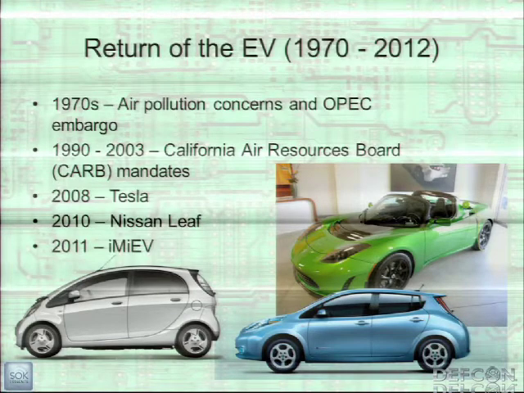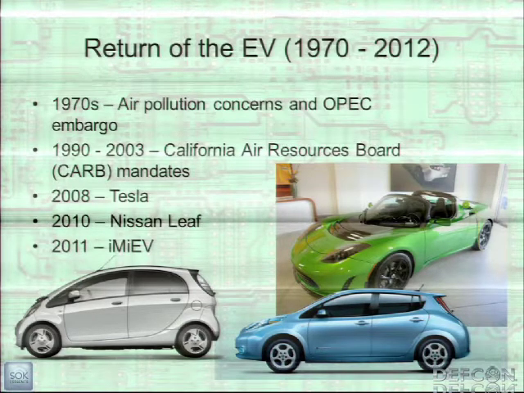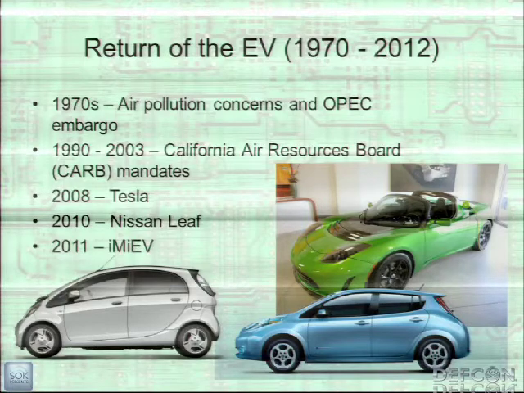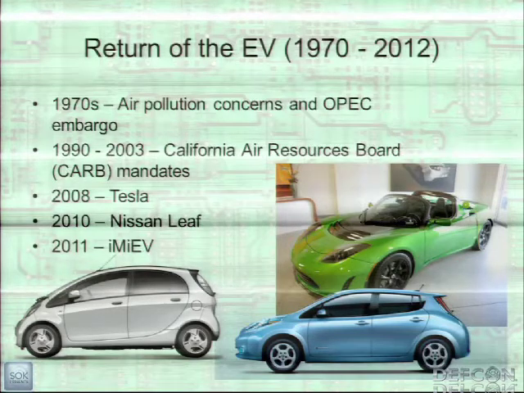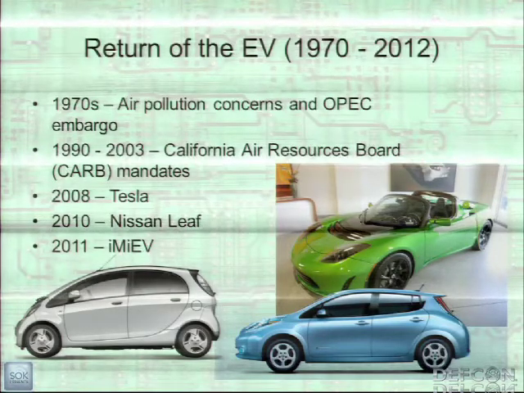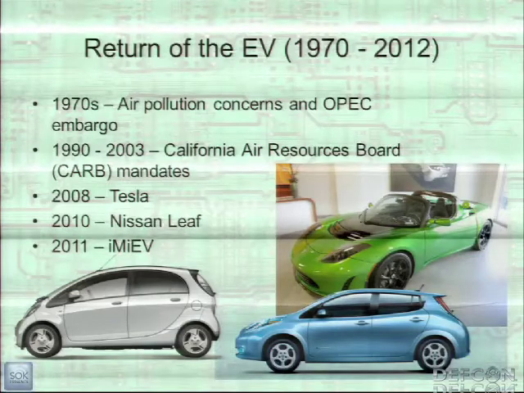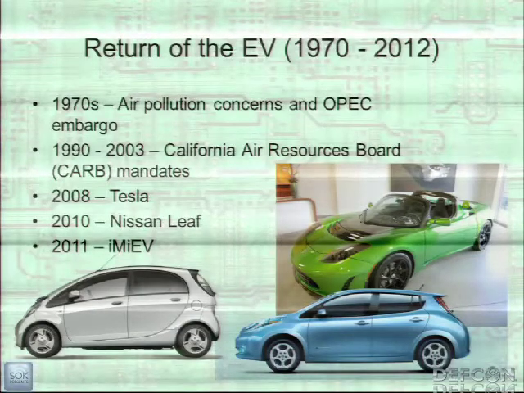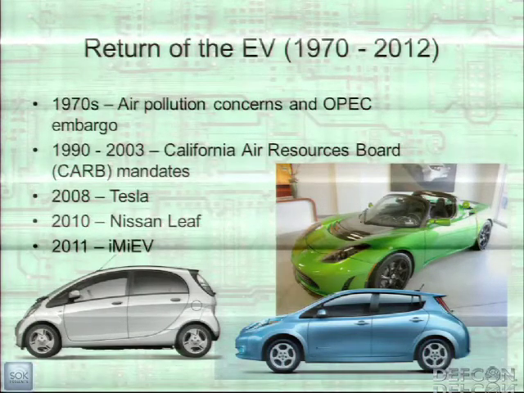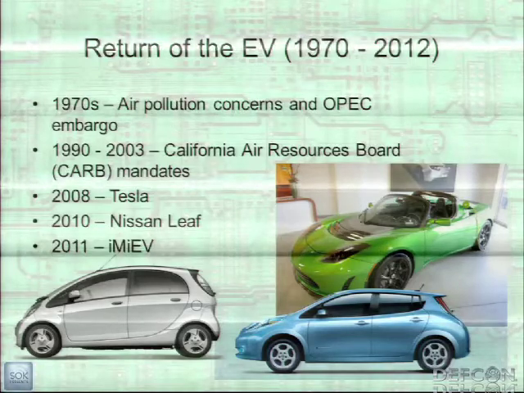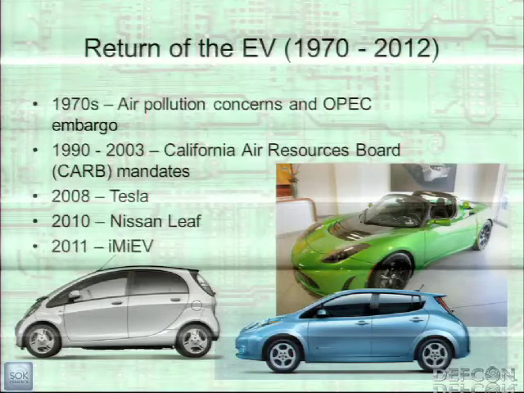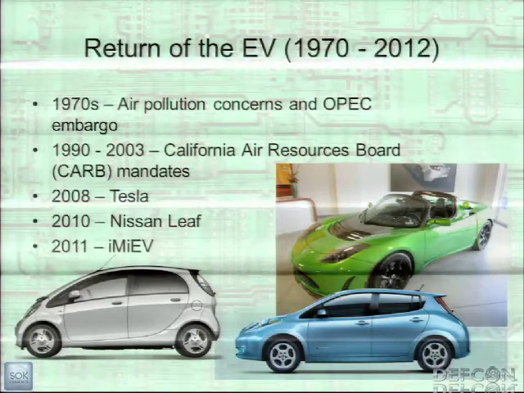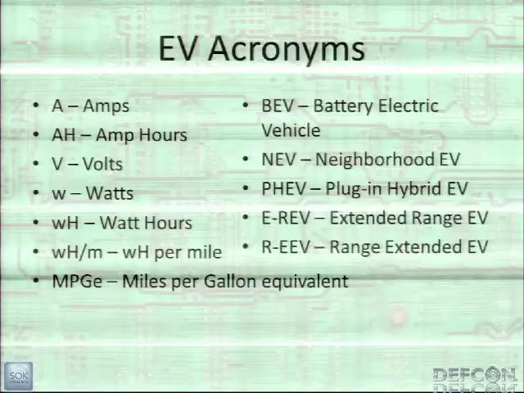So there have been a few events in history that have caused EVs to have surges. There was an OPEC oil embargo that made all the manufacturers start making cars. And then also in California, whenever they pass CARB mandates, that gets people interested also. And then recently we have the Tesla, Nissan Leaf, and the i-MiEV, and a few others that are hitting the market now. Primarily this is because of advances in smartphone batteries. They've really driven the battery technology so that it really makes an electric car feasible.